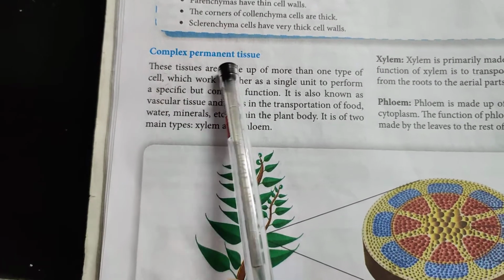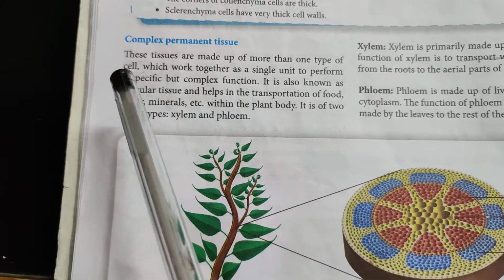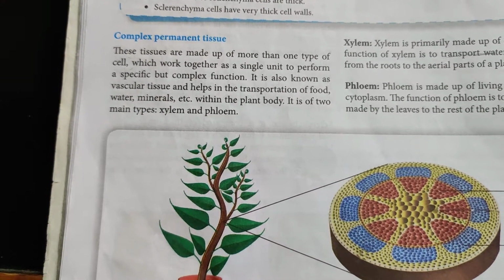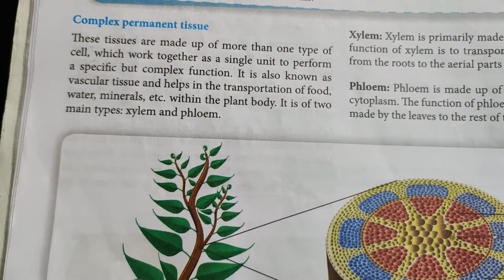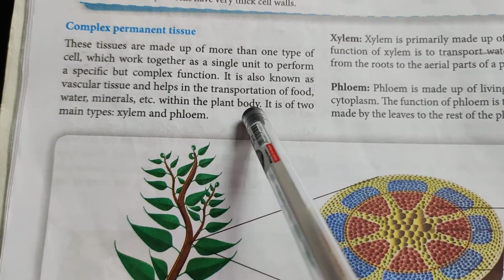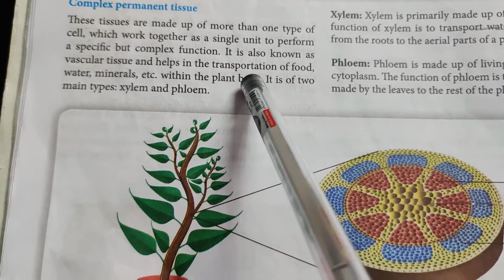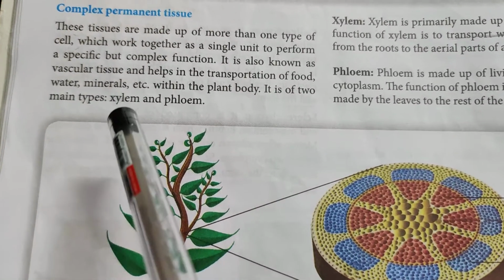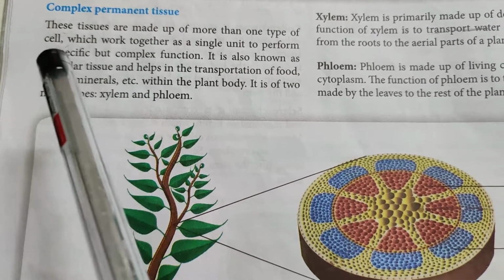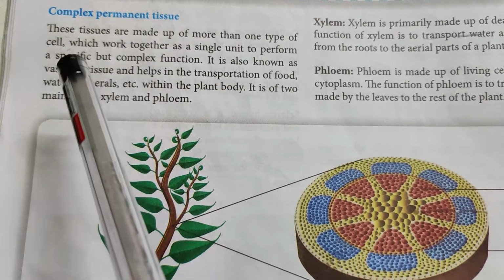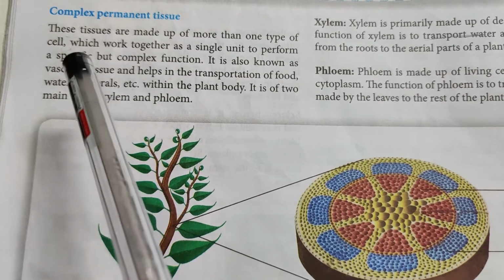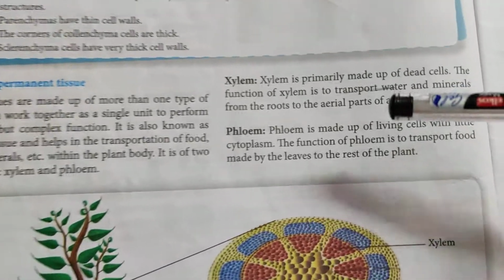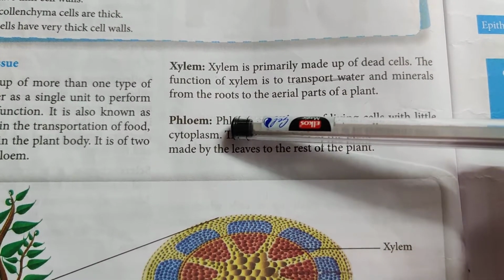Now we come to complex permanent tissue. Complex permanent tissues are made up of more than one type of cell. They work together as a single unit to perform a specific but complex function. It is also known as vascular tissue. The work of vascular tissue is to transport food, water, and minerals within the plant body. Now, it is of two types, xylem and phloem.